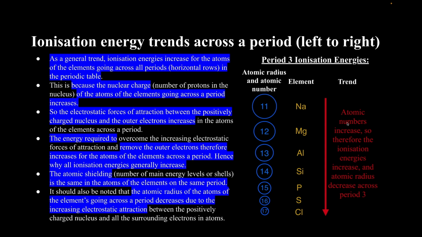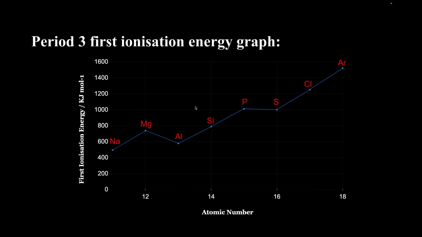So the trend is atomic numbers increase, so therefore the ionization energies increase as well, and the atomic radius decreases across period 3. Now let's look at the first ionization energy graph for period 3. On the y-axis we have first ionization energy in kilojoules per mole, and on the x-axis we have the atomic number. Going across any period, the atomic number or the nuclear charge will always increase because successive elements in the periodic table increase by 1 atomic number each time, in case you didn't know that. In a period, the atomic number increases from left to right, not the other way around.